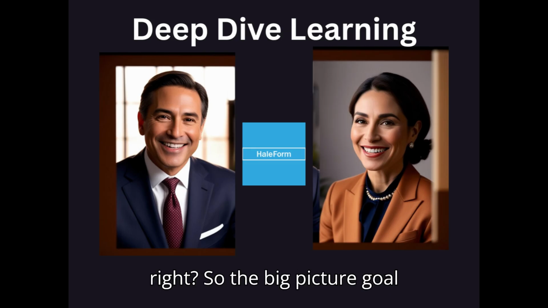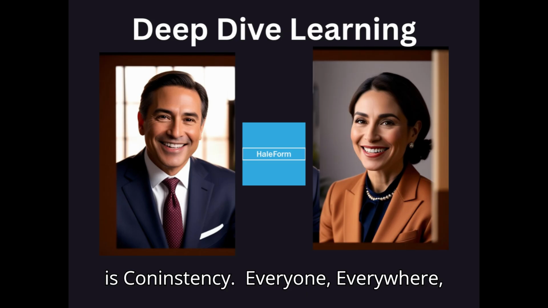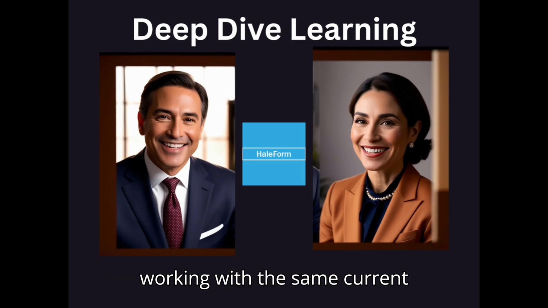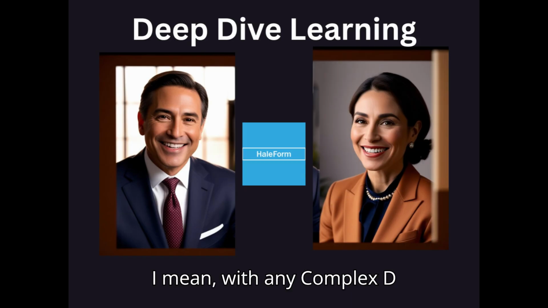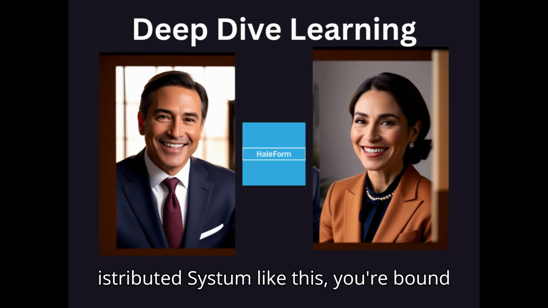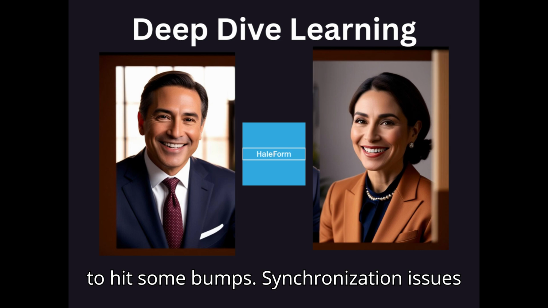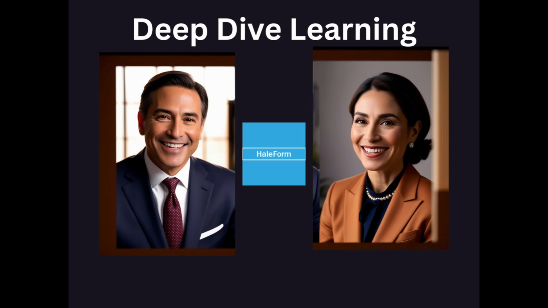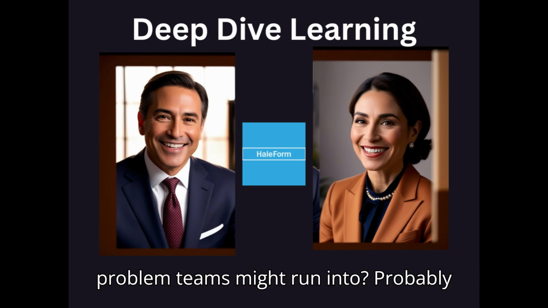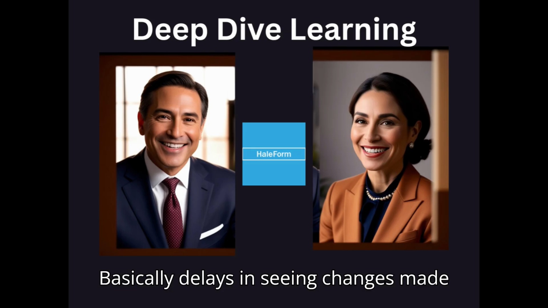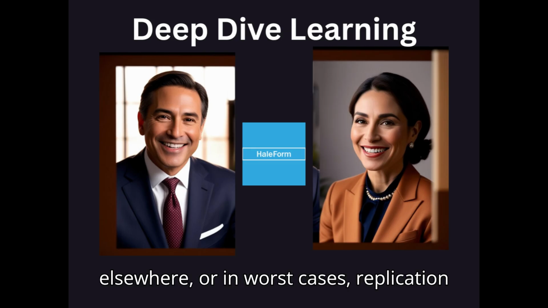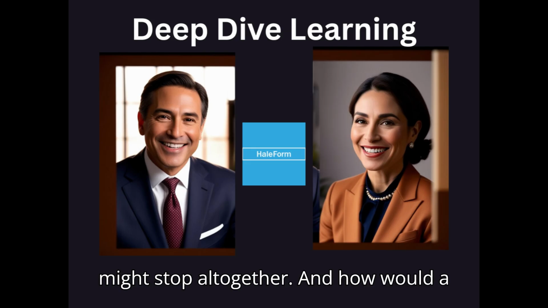Right. So the big picture goal is consistency. Everyone, everywhere, working with the same current information. That's the absolute aim. But, with any complex distributed system like this, you're bound to hit some bumps. Synchronization issues can definitely happen. Okay, let's dig into those potential bumps. What's a common problem teams might run into? Probably the most frequent one is replication lag. Basically, delays in seeing changes made elsewhere. Or in worst cases, replication might stop altogether.